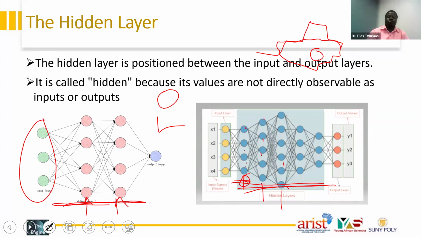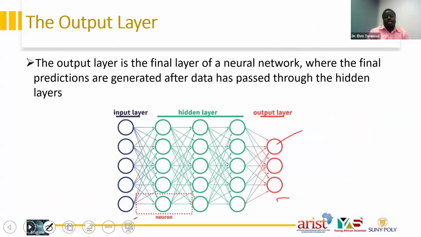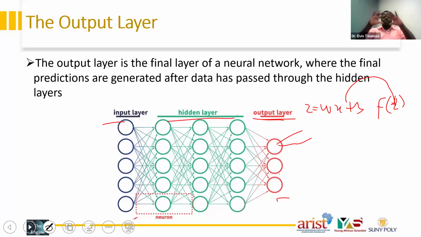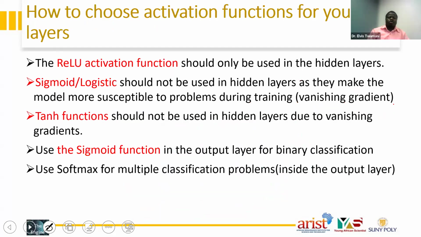Then lastly, we have the output layer where the information will come out. So whether you are predicting it's a cat or a dog or something, the output layer has an activation function inside it. Input layer doesn't have activation. Hidden layer will have an activation function, and output layer too will have an activation function. The activation function will take Wx plus b, as I've said, and that z will go into a function f of z, so that we can draw shapes and understand patterns within data. Good. So how do we choose an activation function for your layers?